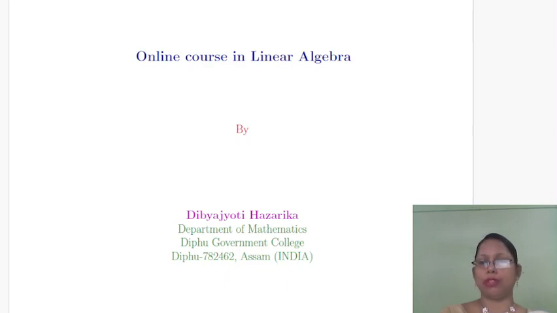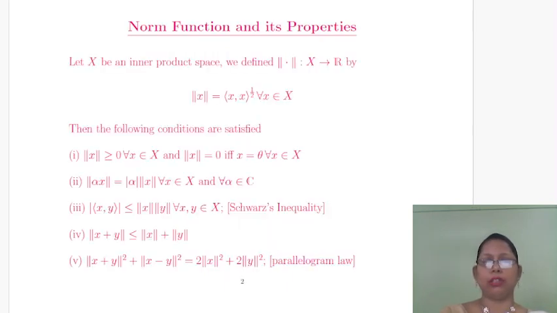Today we are going to discuss the norm function and its properties. Let X be an inner product space. We define the norm from X to R by norm of x equal to the square root of inner product of x comma x, for all x belongs to X. Then the following are satisfied.